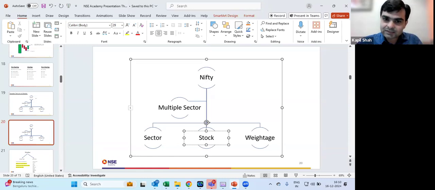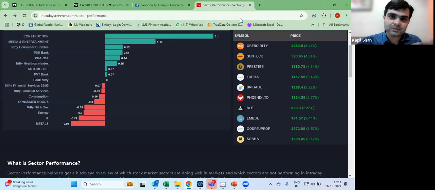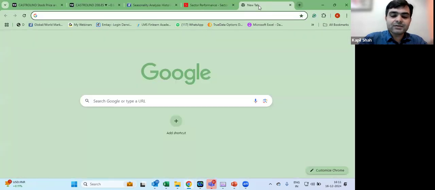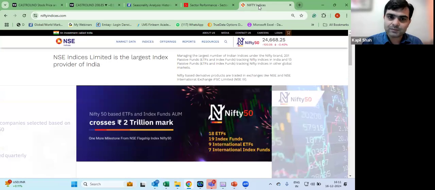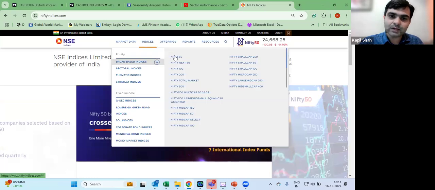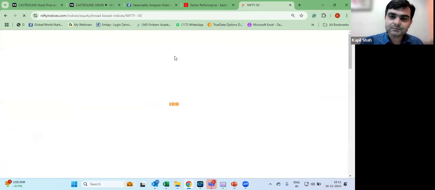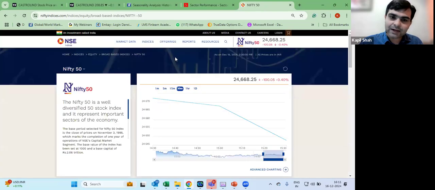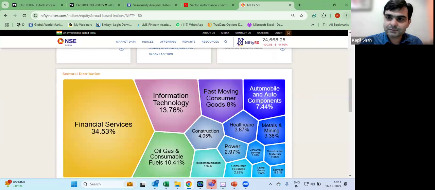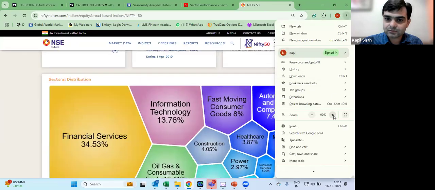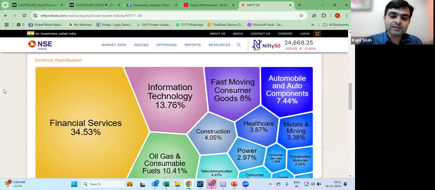Now, just to understand how the Nifty has been formed, the very first website that comes to my mind is Nifty Indices. It is created by NSE itself. It is NSE's website. Within that, if I come to the indices and look at the Nifty 50, I will have a kind of picture of how the Nifty has been formed. Let me just size it out. Okay, fine. So this is what my Nifty 50 is all about.